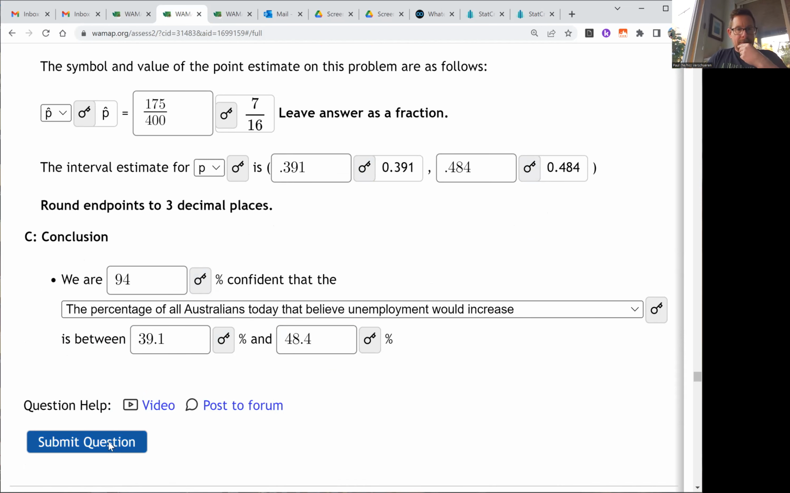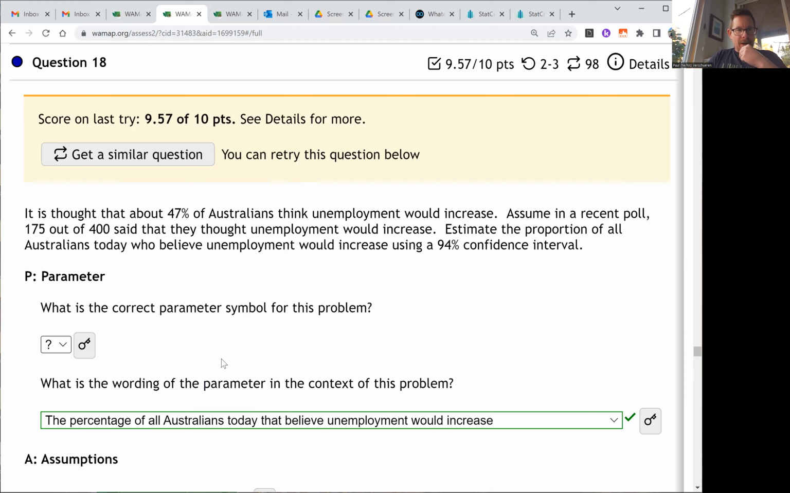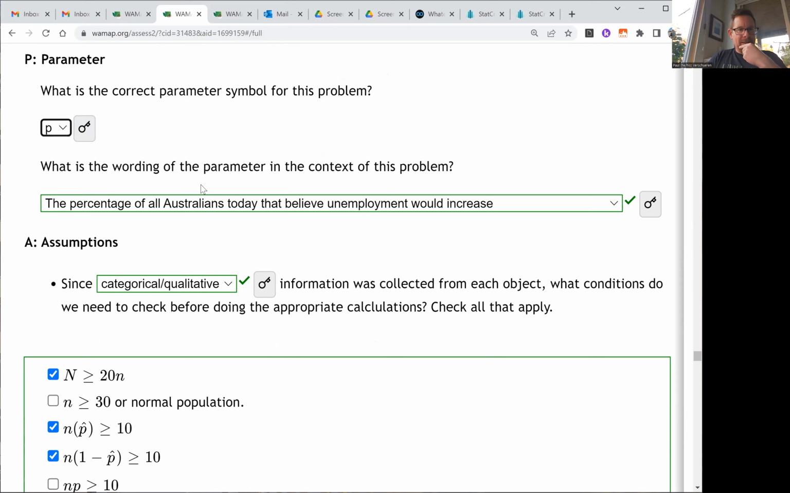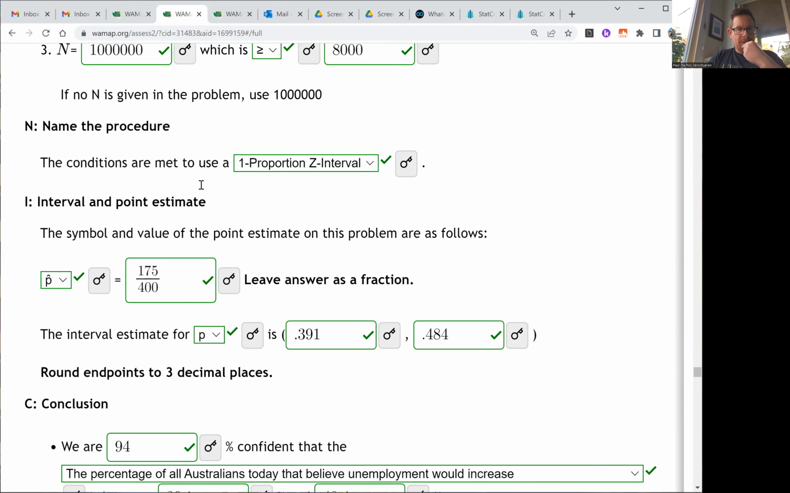All right, let's see how we did. Oh no, it got me. Oh, I didn't answer this first one. That's what the problem is. It is p. p is the correct symbol. Everything else was correct.